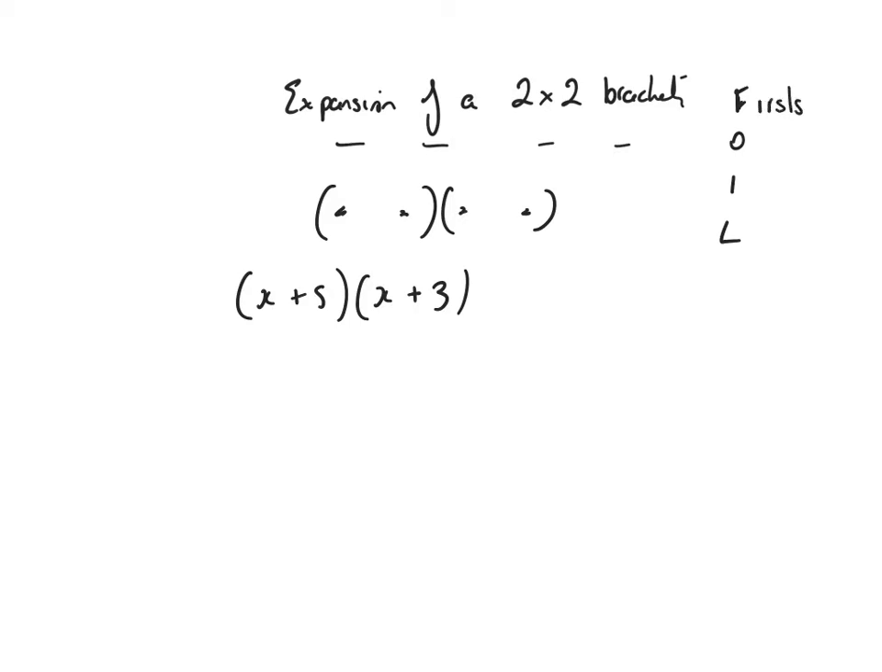F stands for firsts, O stands for outsides, I stands for insides, and L stands for lasts. So the first terms are the two first terms in the bracket. The outside terms are the ones that are furthest away from each other. The insides are the ones that are closest to each other. And then finally the lasts are the two last terms in the bracket.